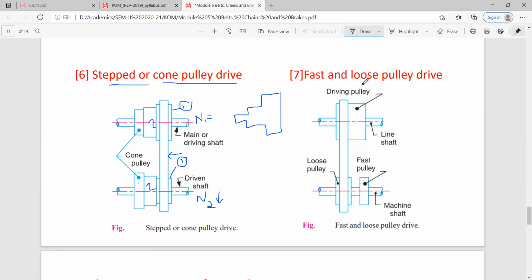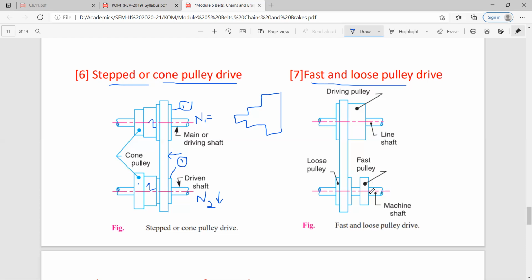Next is the fast and loose pulley drive. Say it is the line shaft, that is your driving shaft, with the driving pulley. You can see the driving pulley used is very wide. And here it is the driven shaft, the machine shaft. Some machine is attached here, so this shaft is providing power to that application.